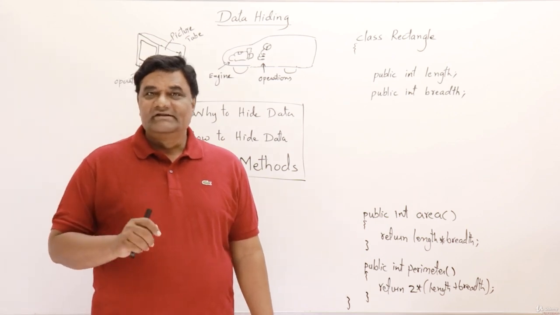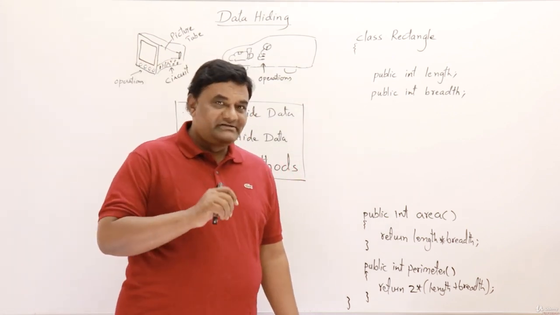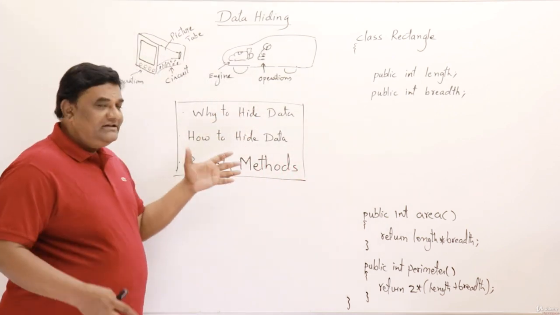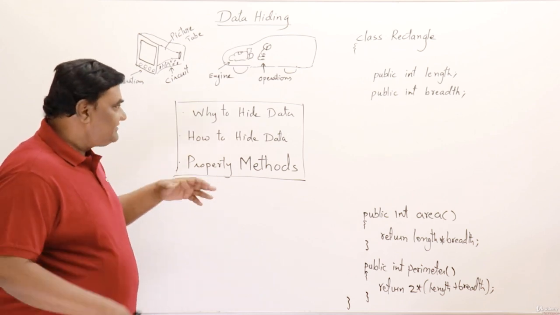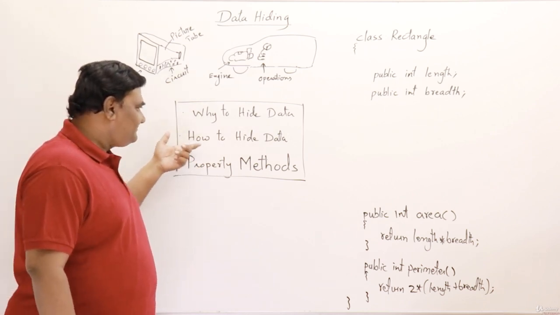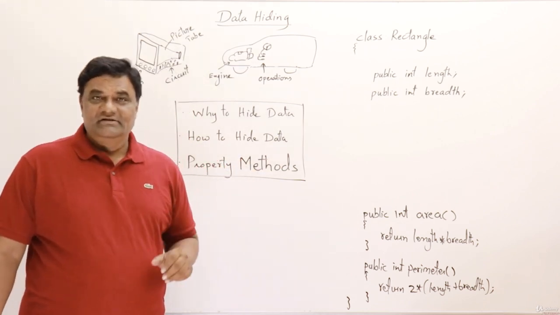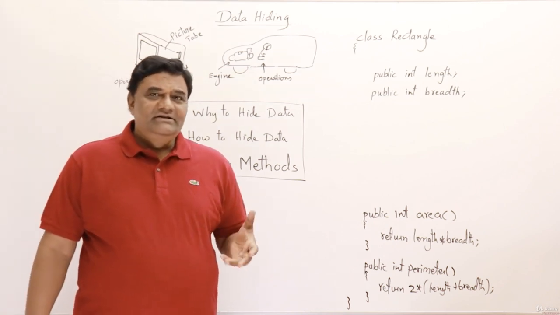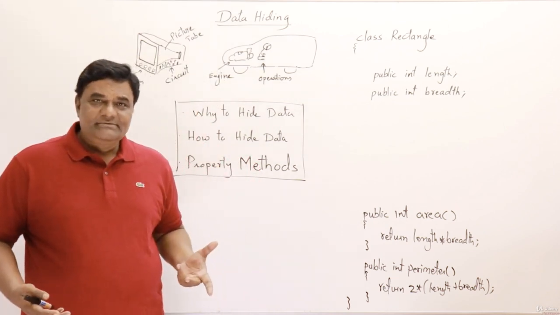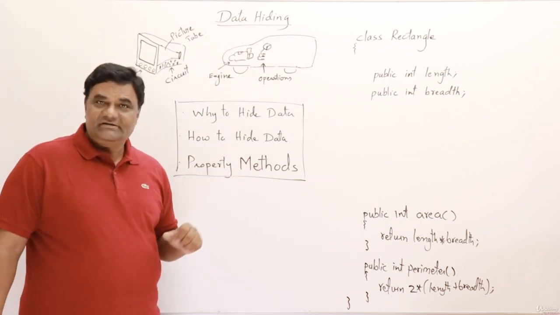The topic is data hiding. I'll be discussing why we need data hiding and what data hiding actually means. Then I'll explain how data hiding is done. Then, if the data is hidden, how is it accessible? So we will learn about property methods.